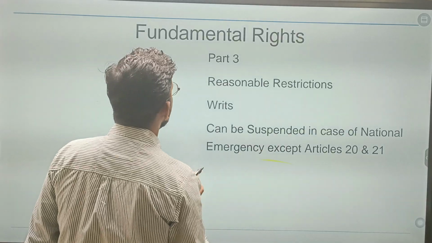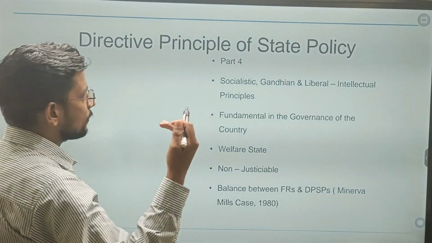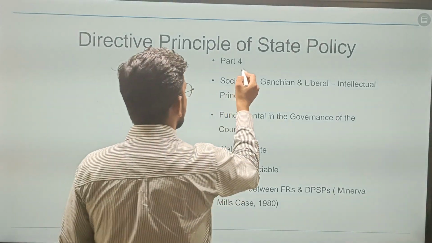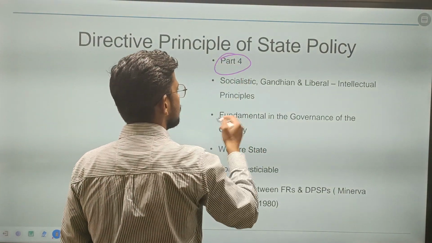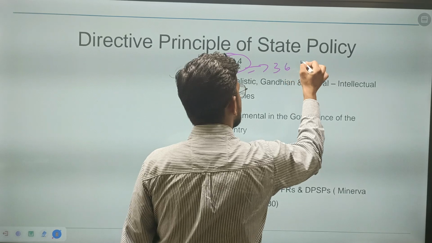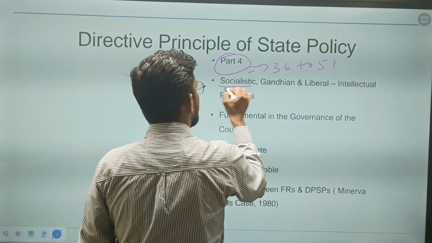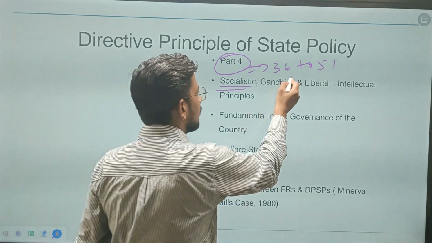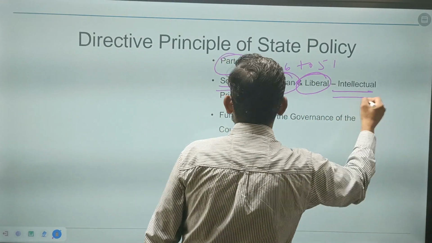Next thing, directive principles of state policy. We have part 4. This we have already discussed. In part 4, we have DPSPs from article 36 to 51. A few DPSPs are socialistic, a few are Gandhian, a few are liberal, a few are intellectual.